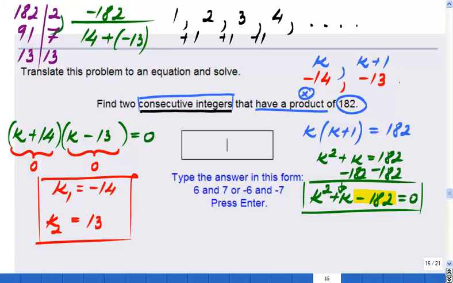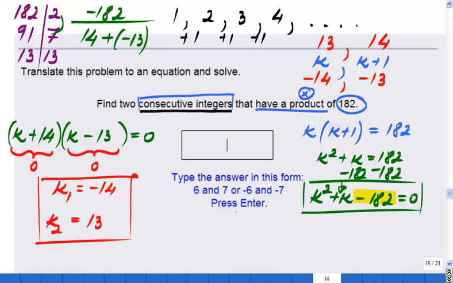And you should check, is their product going to be positive 182? Yes, it is. Okay, so you have one possibility in here, negative 14, negative 13. Then you go with the other one. If k equals 13, then I have 13 and 14.